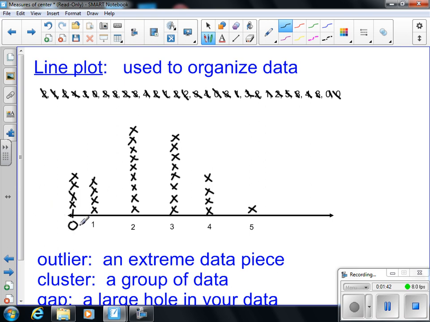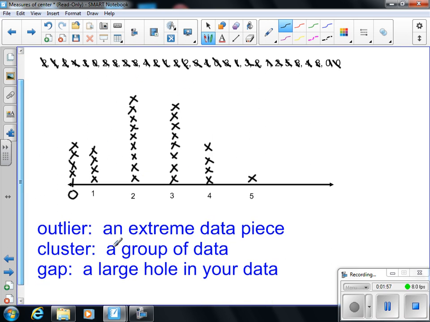What do I mean by distributed? Are there any clusters anywhere? In other words, it's all bunched together. Well, due to the fact that my numbers are kind of close together, I can say that most of my data occurs between the 2 and 3. So that's what a cluster is. A cluster is a group of data.